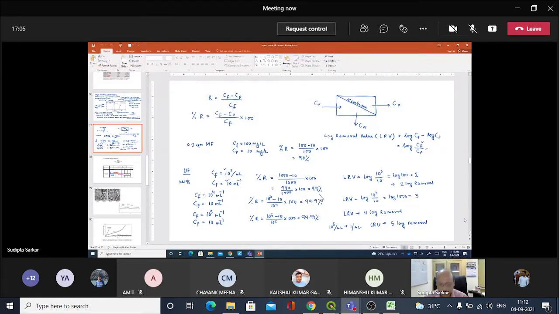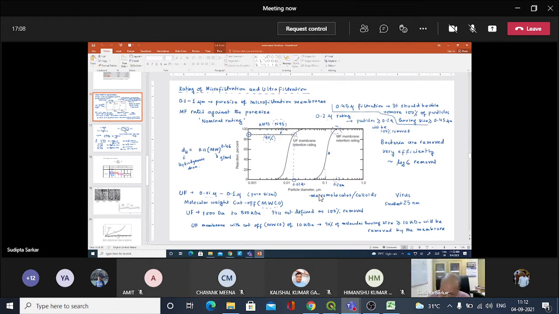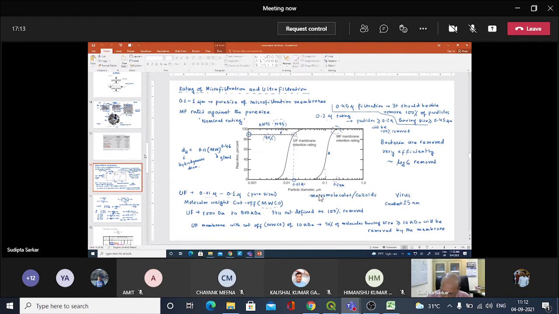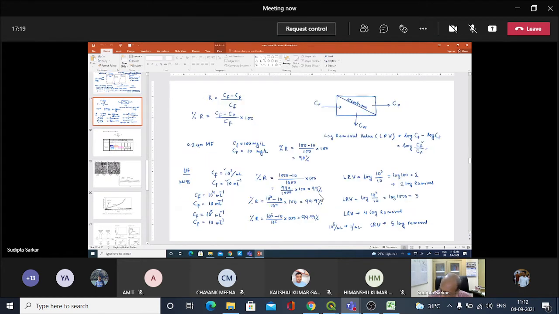In the last class, we have been discussing the membranes, the microfiltration membranes, and we discussed how microfiltration membranes work, and how we can tell about the ratings of the membranes and how they actually take part.